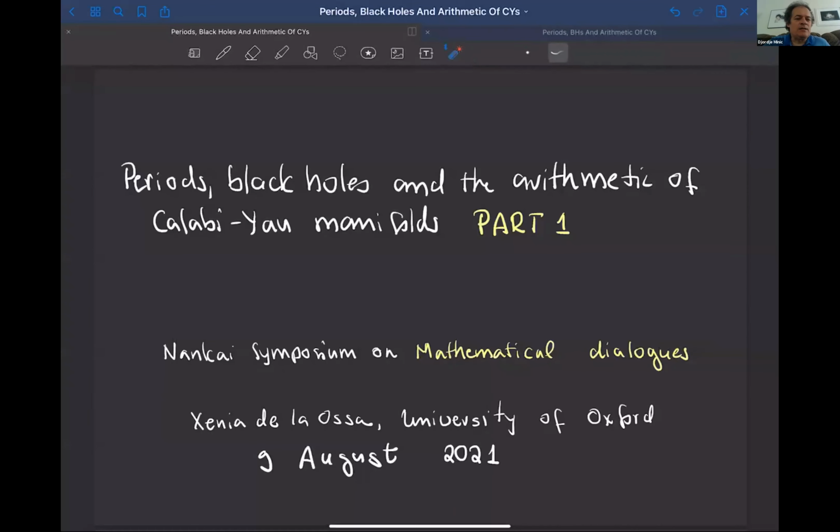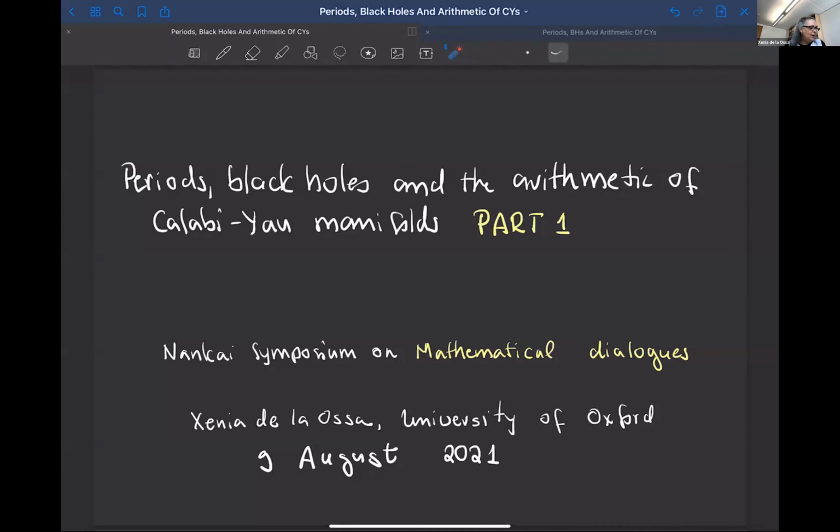The title of the talk is Periods, Black Holes, and the Arithmetic of Calabi-Yau Manifolds, Part 1. Xenia, please. First of all, thank you so much for the invitation, and to the organizers for organizing this meeting. So today, Philip and I will give you two talks.